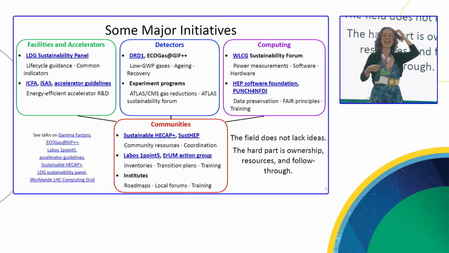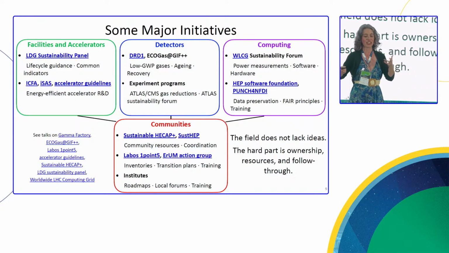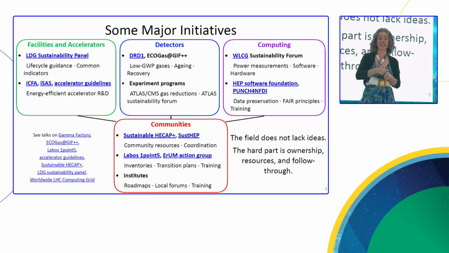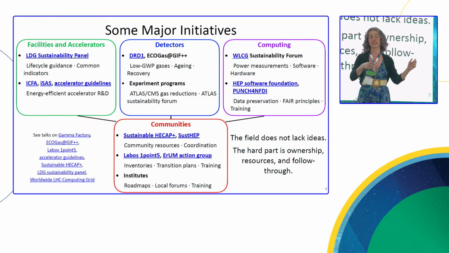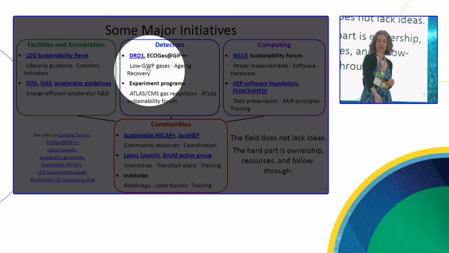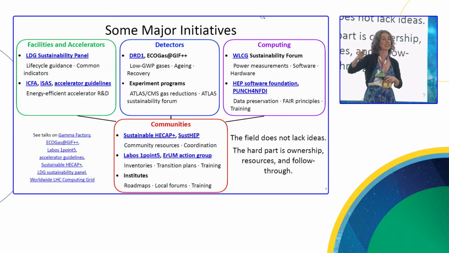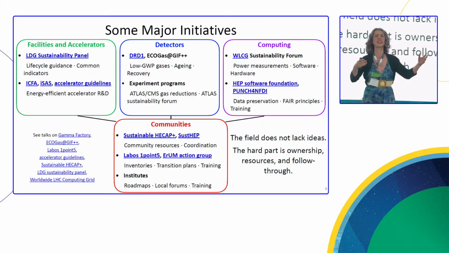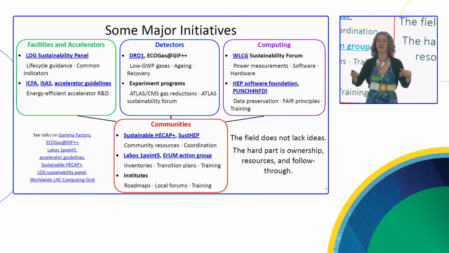NFDI, sorry. And many of these are sort of top-down initiatives, but there's also bottom-up initiatives from communities. For example, Sustainable HECAP, Sustainable HEP Conference, Labos 1.5, ARAM Action Group, and then communities at the level of institutions. For example, making roadmaps like NICEP has done, also maybe local forums and training. And the talks from the parallel sessions I linked to here, these are all directly applicable to these initiatives. So you see that the field doesn't necessarily lack ideas. The hard part is ownership, resources, and follow-through.